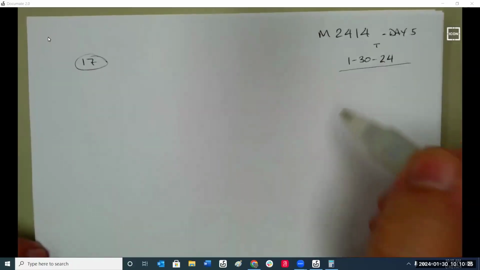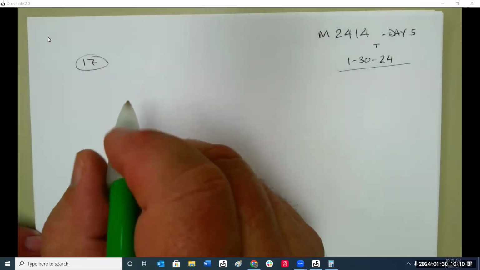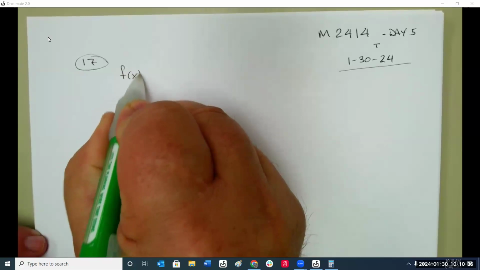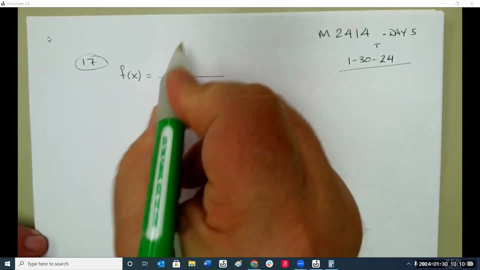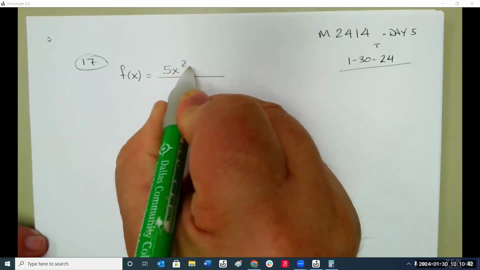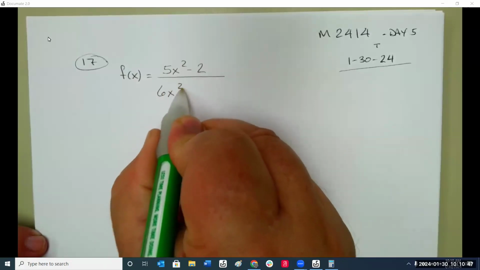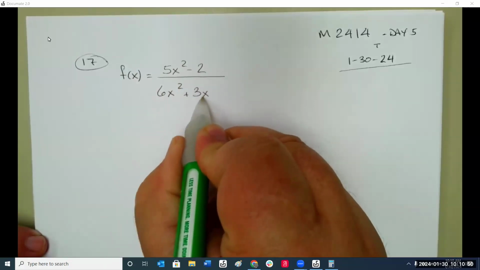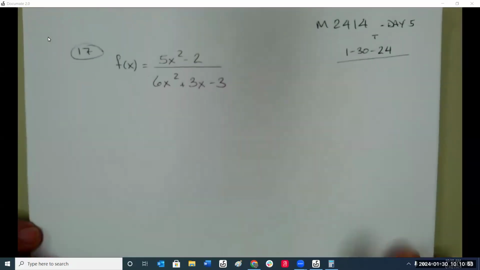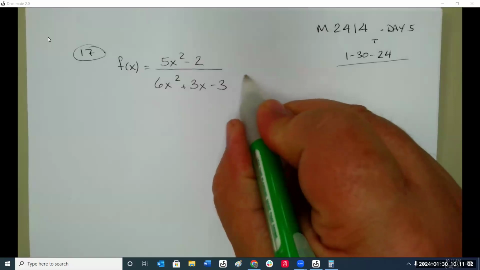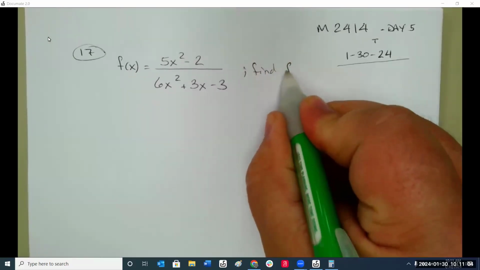Okay, here we are in day 5, continuing where we left off. Number 17. It says, find the derivative of the function: five x squared minus 2 over 6x squared plus 3x minus 3. We're supposed to find f prime.